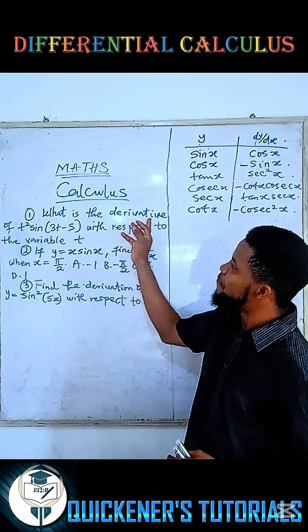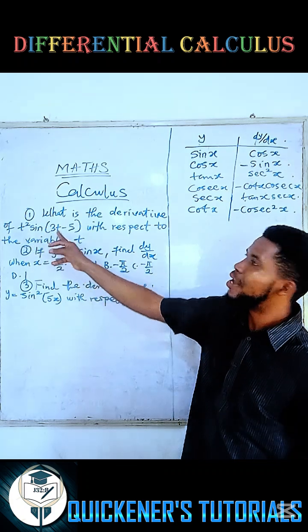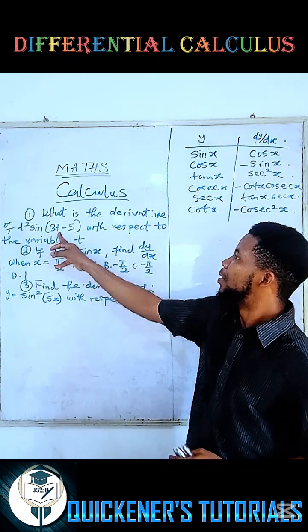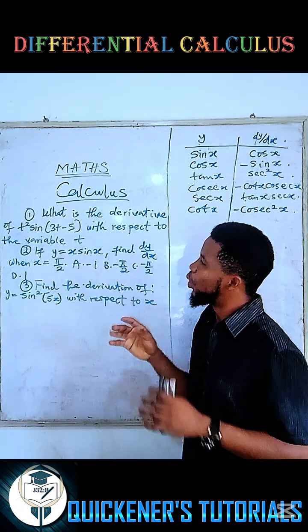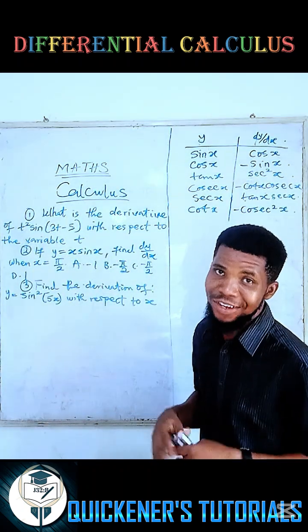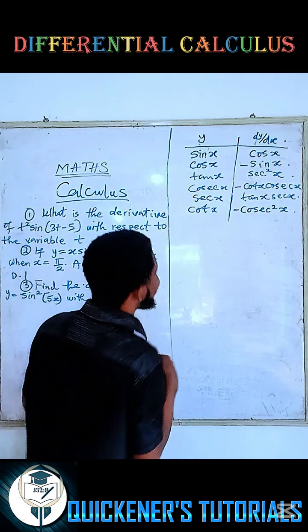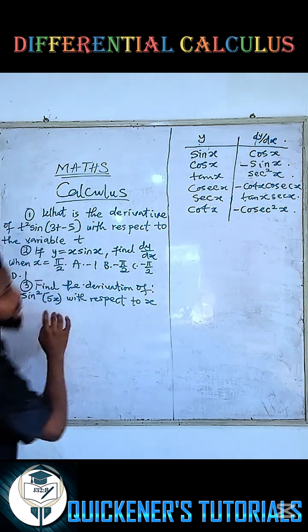What is the derivative of t squared sine(3t minus 5) with respect to the variable t? I didn't put the options because the options were obviously too long. But let's see what we are going to get. Alright, let's try and solve this one here.